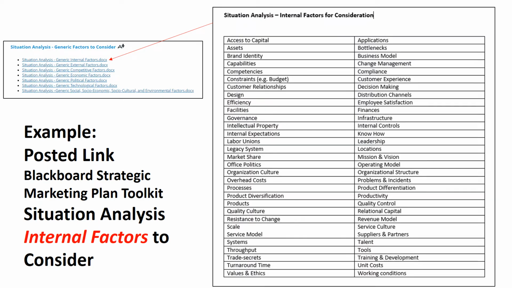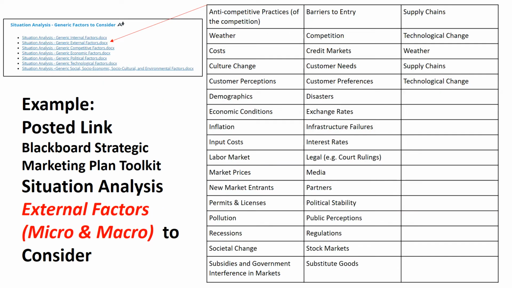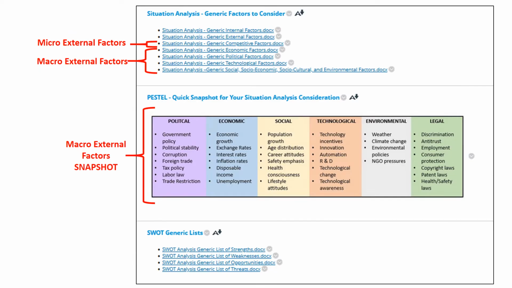Please note that there are generic internal factors that you might find helpful to review as you begin the situation analysis part of your plan. Likewise, there are generic external factors that are also good to review. These are ones that come from both the macro and micro external environment. We have also posted a separate file on specific micro external factors that would be good to review, as well as macro external factors that relate to the economic, political, technological, social, and biophysical environments.